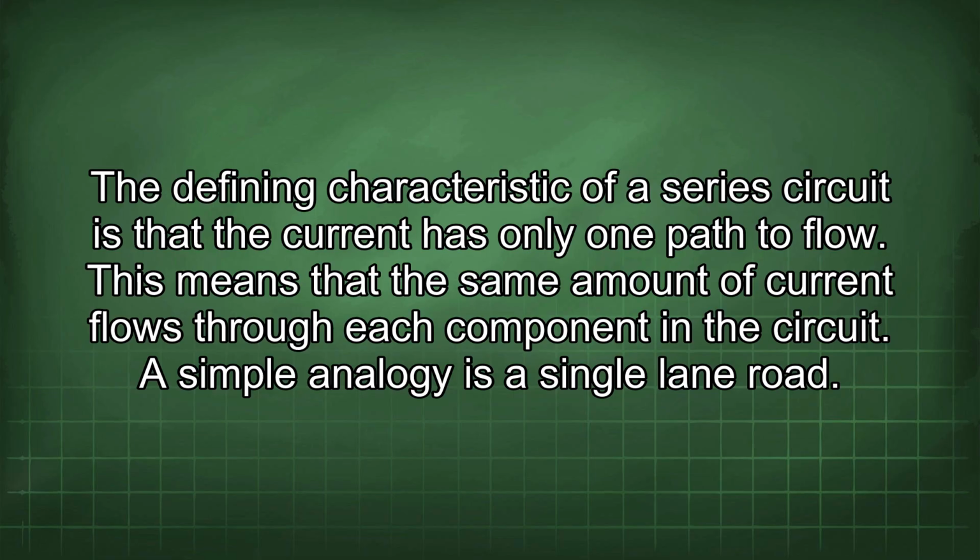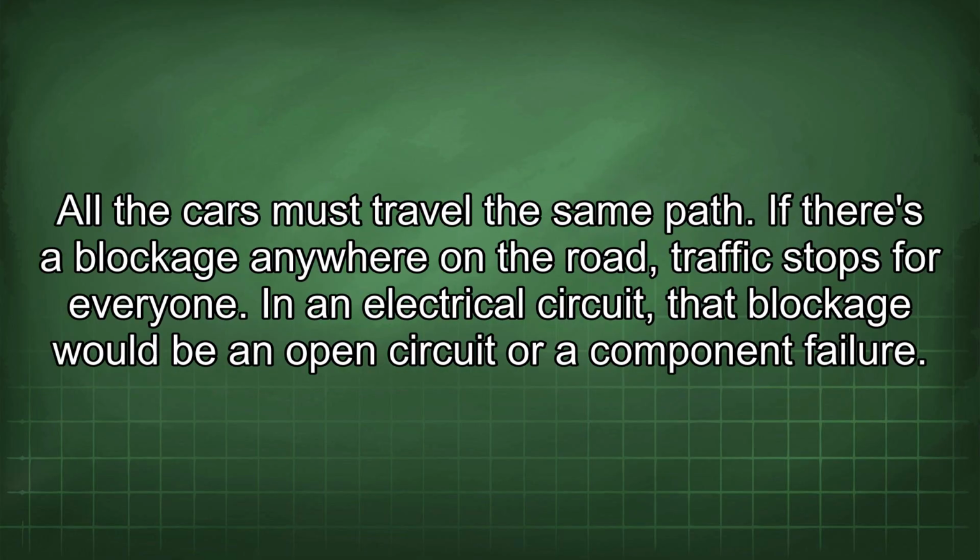The defining characteristic of a series circuit is that the current has only one path to flow. This means that the same amount of current flows through each component in the circuit. A simple analogy is a single-lane road. All the cars must travel the same path. If there's a blockage anywhere on the road, traffic stops for everyone. In an electrical circuit, that blockage would be an open circuit or a component failure.